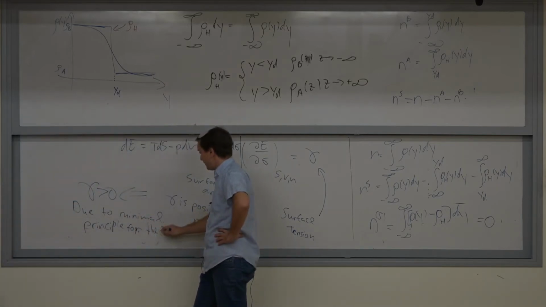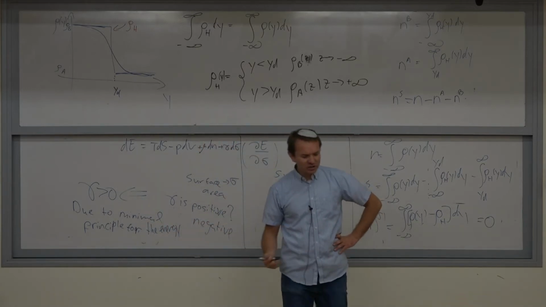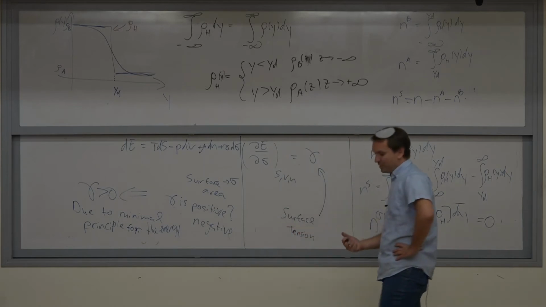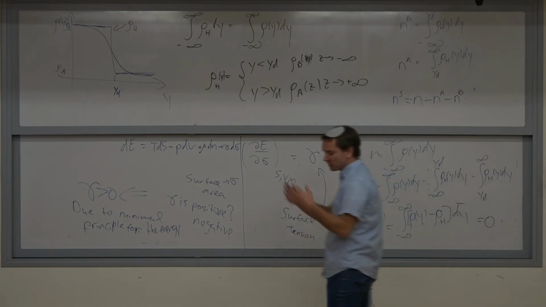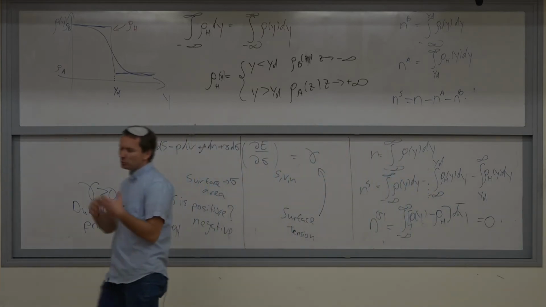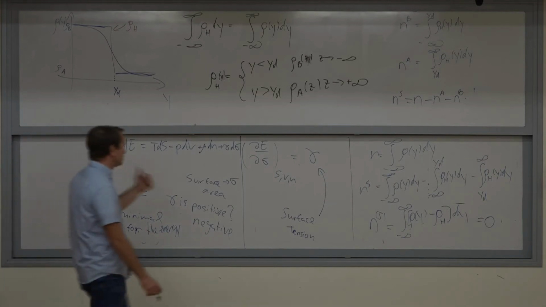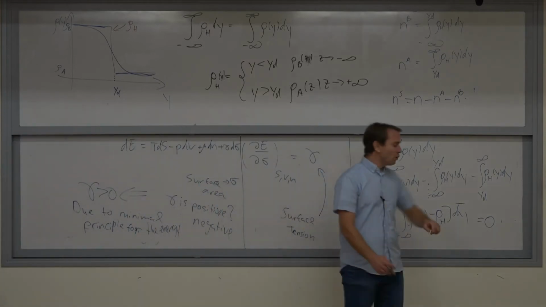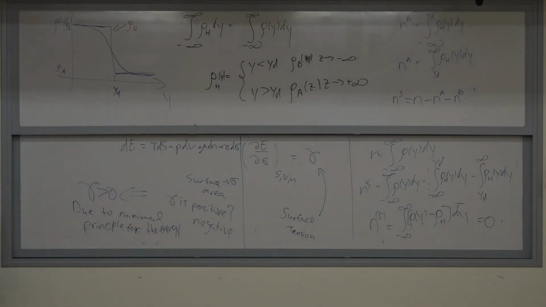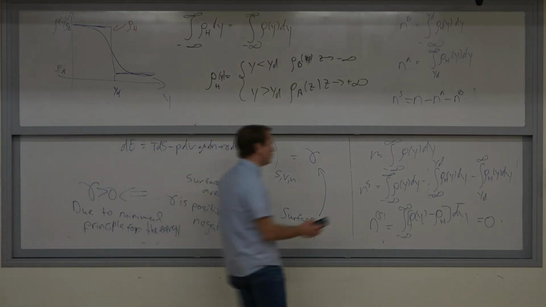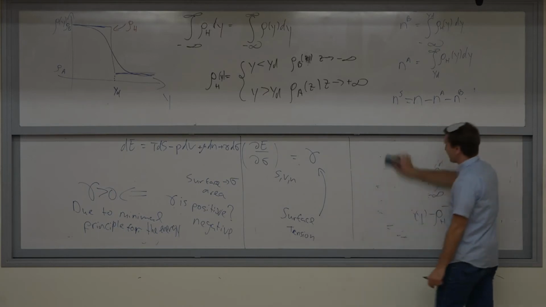Because otherwise, if gamma was negative, the energy would become smaller and smaller and smaller. Eventually we would have no phase separations whatsoever. So the surface tension, gamma, is always positive. Now think of it. What is the surface? What we are saying by changing the surface area a little bit.